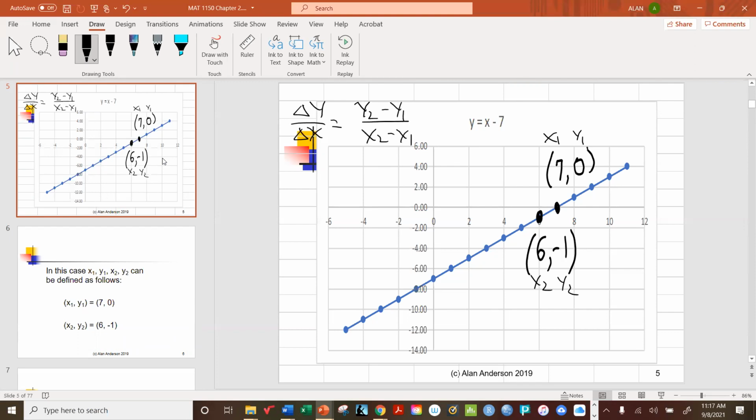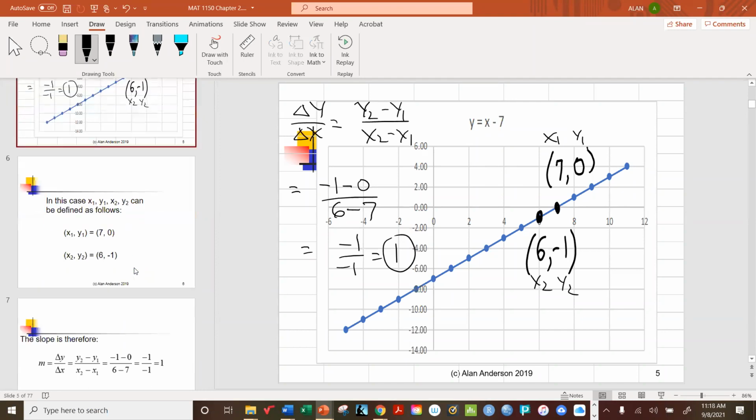And that, in turn, is simply -1 minus 0 over 6 minus 7, which is -1 over -1, which is +1. That's the slope. That means every time x goes up by 1, y goes up by 1. Every time x goes down by 1, y goes down by 1.